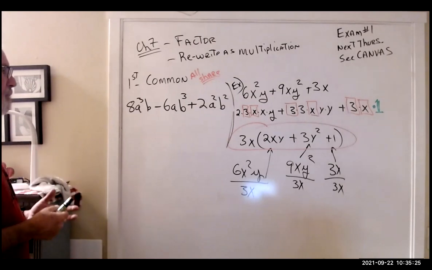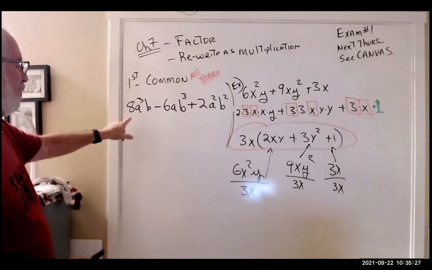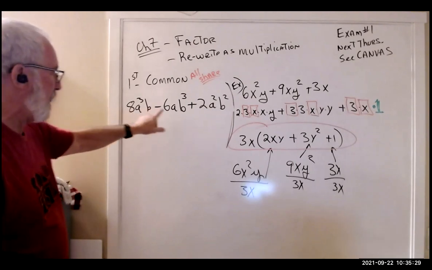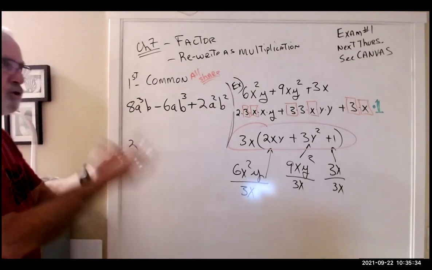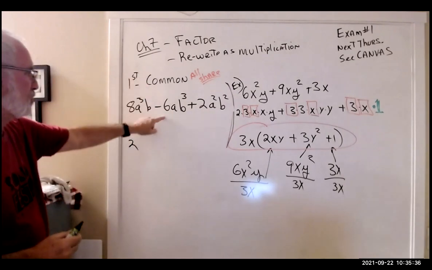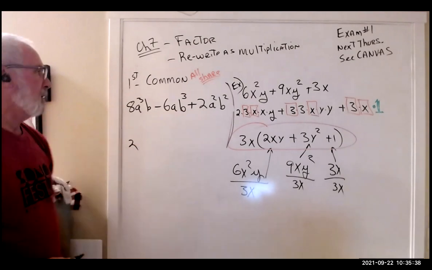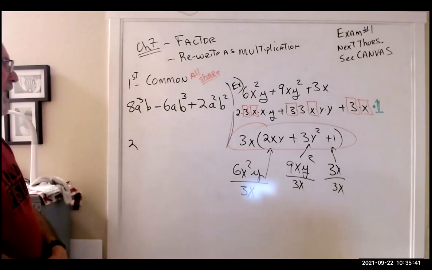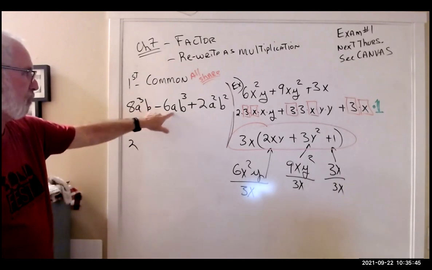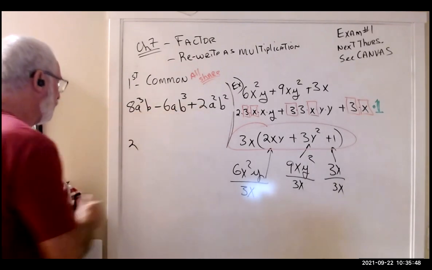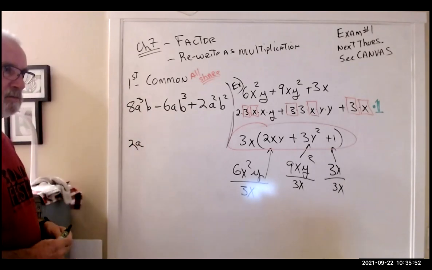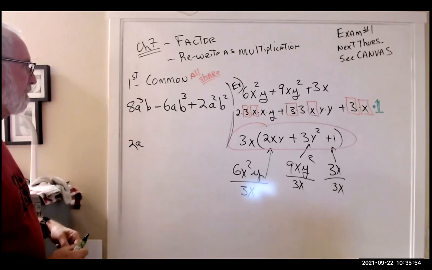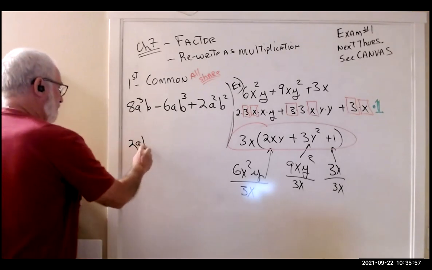A lot of people can just look at this and say, hey, the biggest number that they all have is a 2. They all share a 2. 2 goes into 8, 2 goes into 6, 2 goes into 2. Now, what's the biggest number of a's that they all have? Well, that is 3, but that only has 1. That is 2. So we say they all share 1a. All of them have an a. All of them have a b.